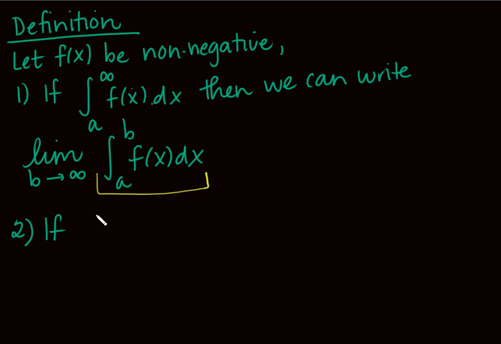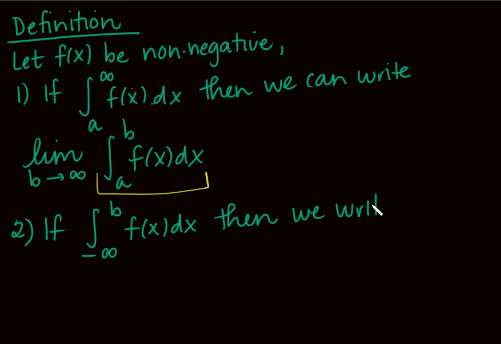Another way we can do this, and they don't write this in your book, is I can look at what is happening to f from the left-hand side as we approach minus infinity. Then we can do the same thing. Then we write the limit, and I just replace that minus infinity with a, and I'm going to go from a to b. So same idea here of f of x dx.